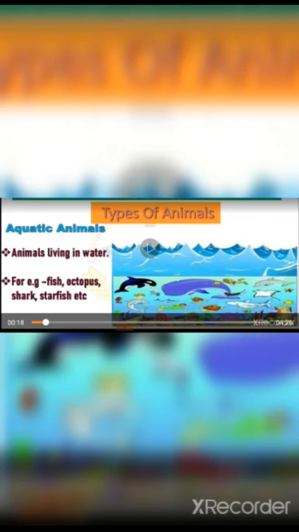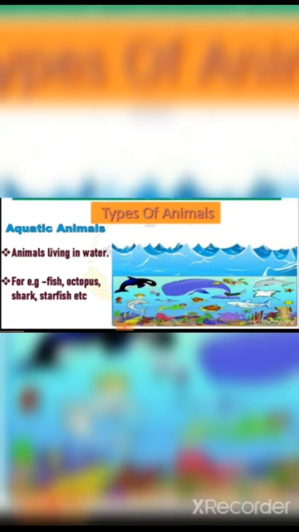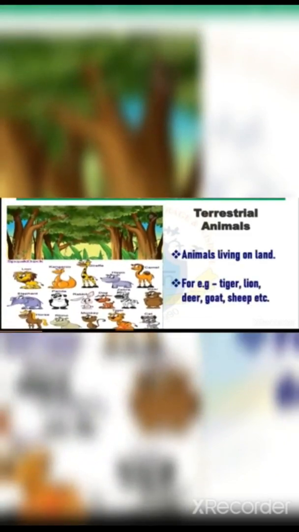What is an aquatic animal? Aquatic animals means animals which live in water. For example, fish, octopus, shark, starfish, etc. These animals live only in water. And the next is terrestrial animals. Terrestrial animals means what? Which live on land. For example, tiger, lion, deer, goat, sheep, they live on land.